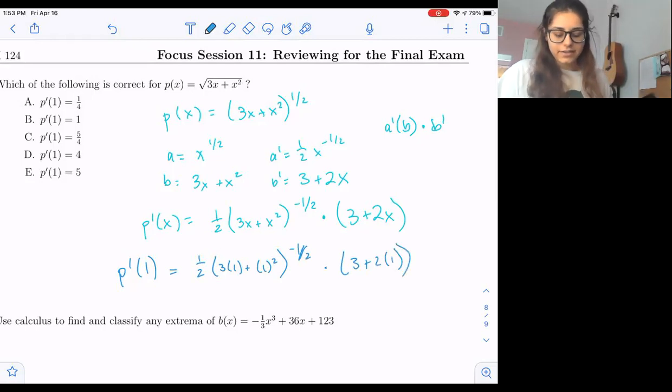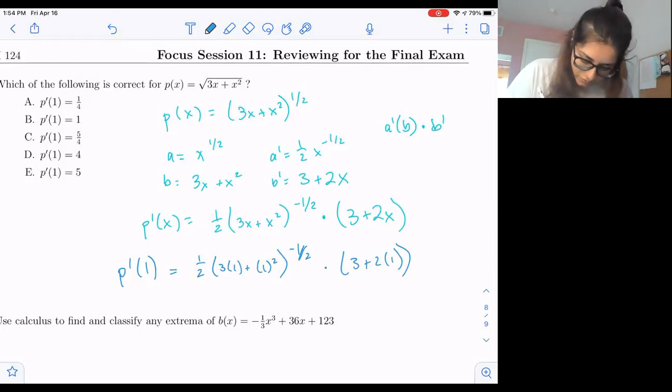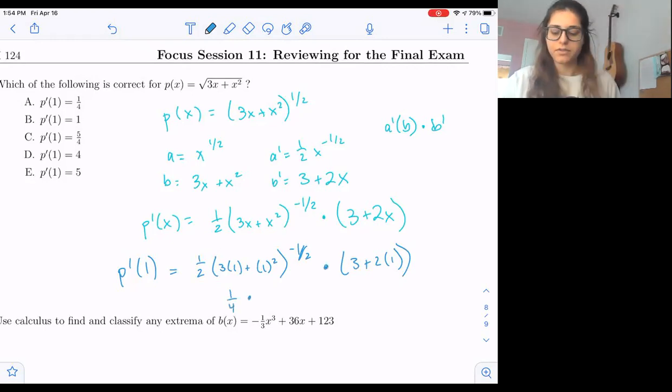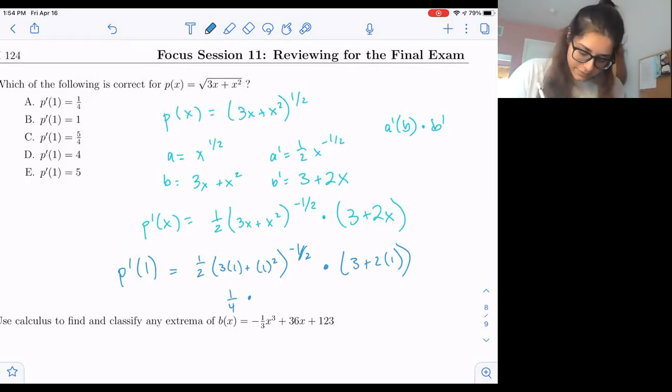All right, into the calculator. 3 times 1 is 3, plus 1 is 4. 4 to the power of negative 1/2 is 0.5 times 0.5. So this first component is 0.25, or 1/4. And that is going to be multiplied by 3 plus 2 times 1, that's 5. So 1/4 times 5 is 5/4.